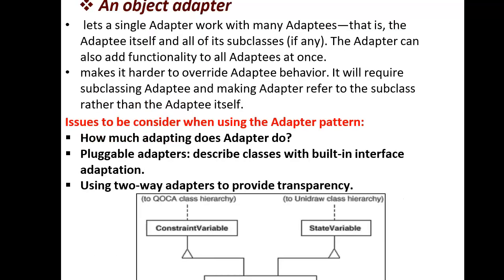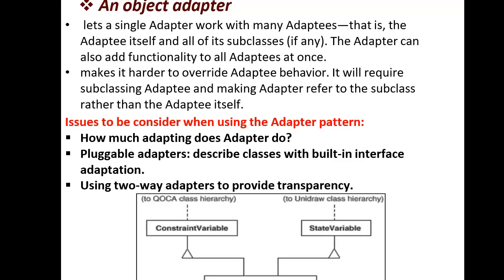An object adapter lets a single adapter work with many adaptees, that is the adaptee itself and all of its subclasses. The adapter can also add functionality to all adaptees at once. It makes it harder to override adaptee's behavior. It will require subclassing adaptee and making the adapter refer to the subclass rather than the adaptee itself.